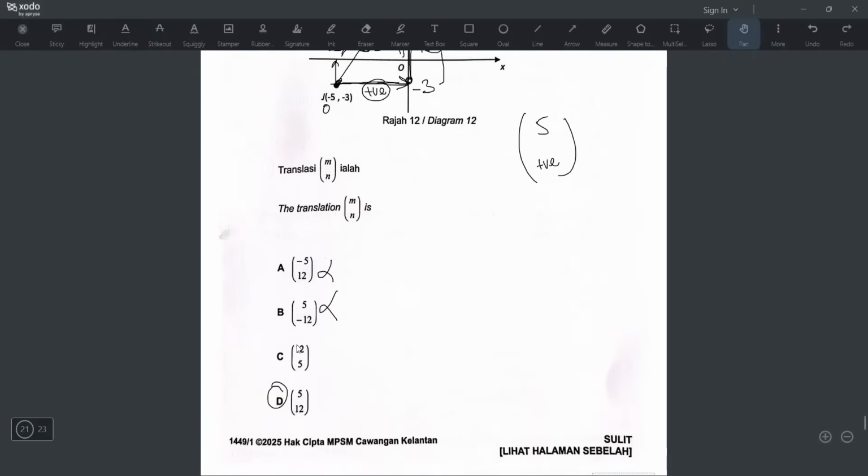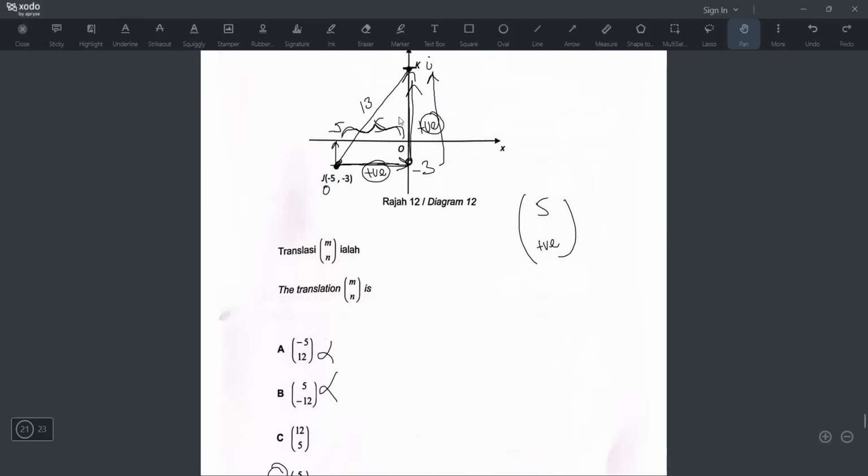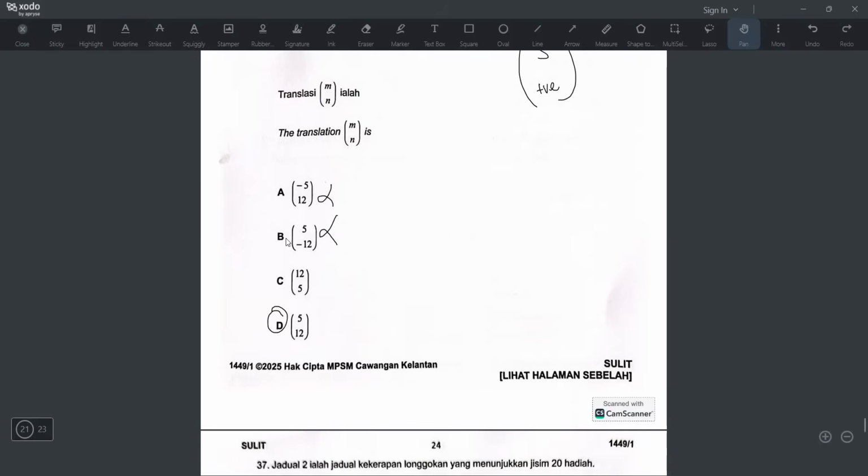C cannot, because if it's 12.5, it means you have to move to the right 12 units, and you went past already. So the correct answer is D lah. And for A and B, I told you why cannot already, because that's negative.